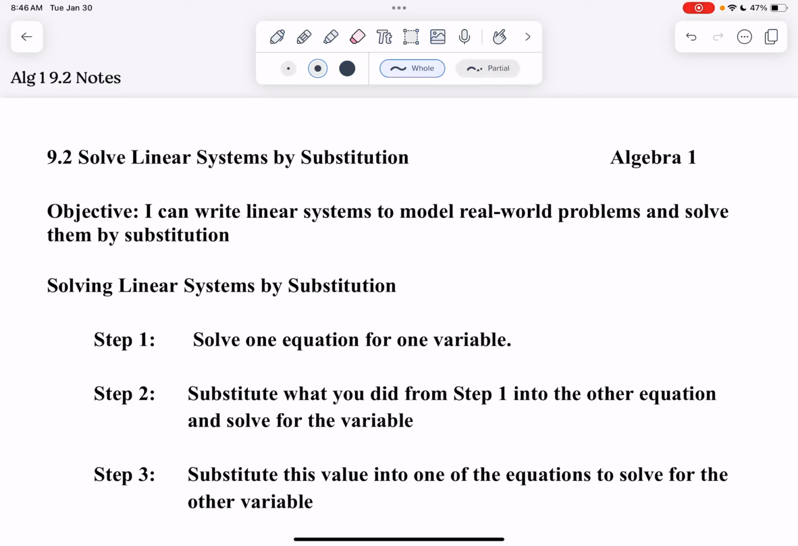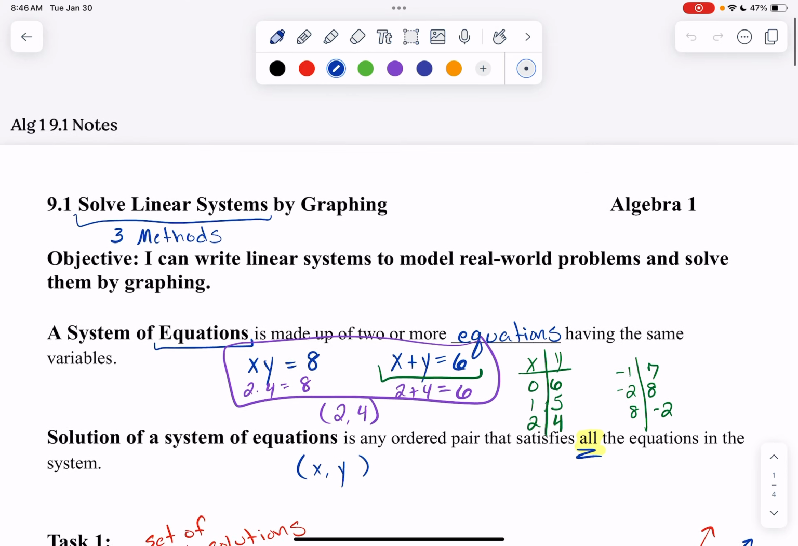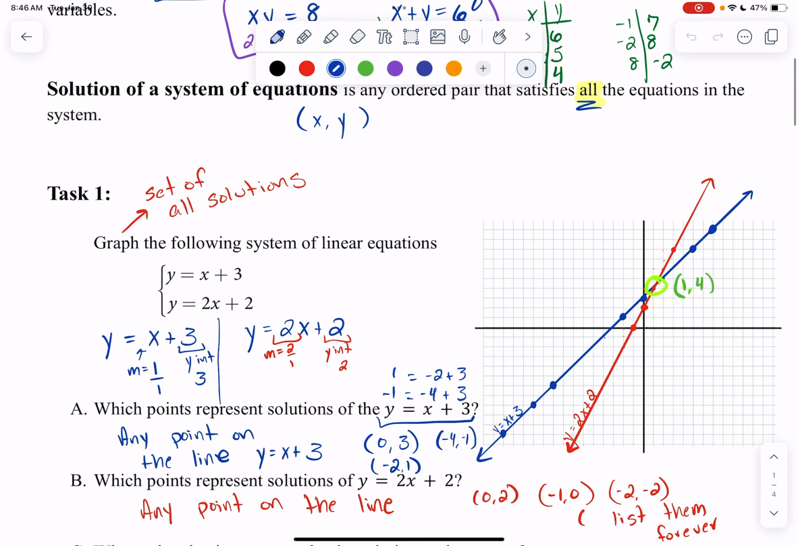Okay, today we are going to be solving linear systems by substitution. So in our previous lesson, we learned how to solve systems by graphing. Okay, so here we solve them by graphing. So you graph the two lines, we look for where they meet.